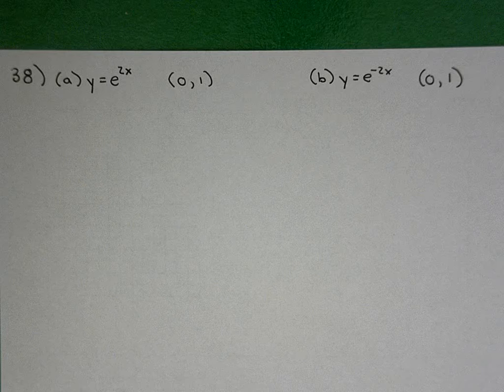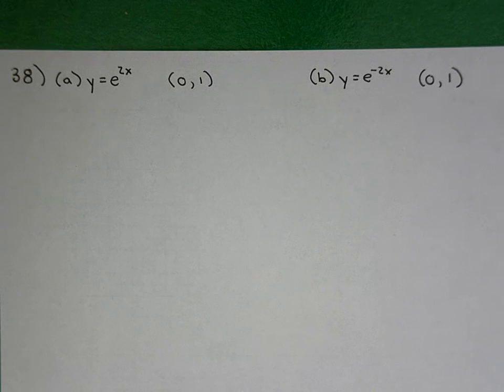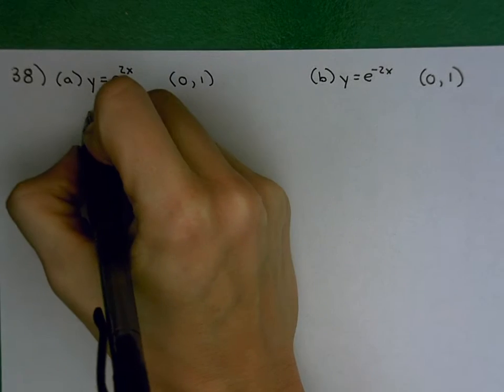It's number 38 from the book, y equals e to the 2x, and y equals e to the negative 2x. They're asking us to find the slope of the tangent line at the point 0, 1 for both of these functions. And remember, when they ask you for slope of the tangent line, that's aka derivative. So we need to take the derivative here.